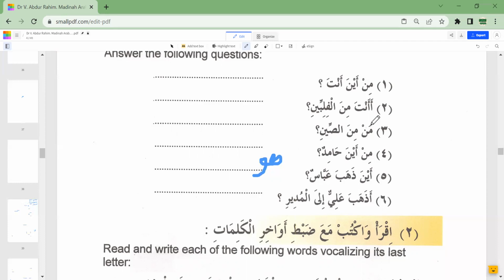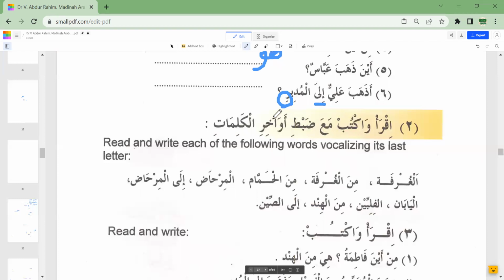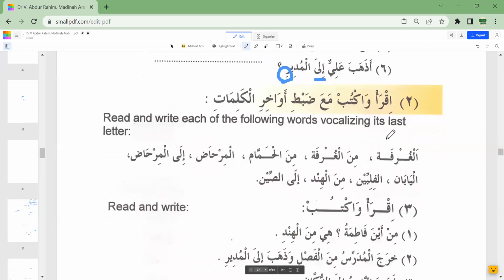Mubtada will be marfu, right? And in the khabar, if it's coming after a harf of jar, then it will be majroor, like this. Majroor, yeah. Okay. So then this one is اقرأ واكتب مع ضبط أواخر الكلمات. I think this is very easy. You can do it very quickly. You just have to tell me what will... Yes, go ahead. Okay. مرفوع. الغرفة.